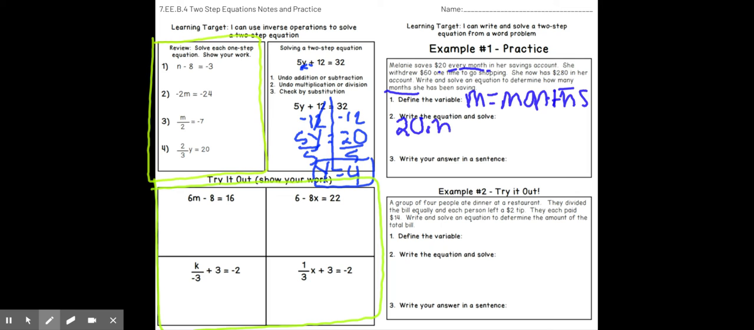And now let's read through the rest of this. We have, she withdrew $60 one time to go shopping. So if you think about withdrawing money, if you're spending money, yesterday we talked about that, that means we are subtracting that $60 from our balance. And then finally we have, she has $280 in her account. So that is what we are going to have this equal to, $280.